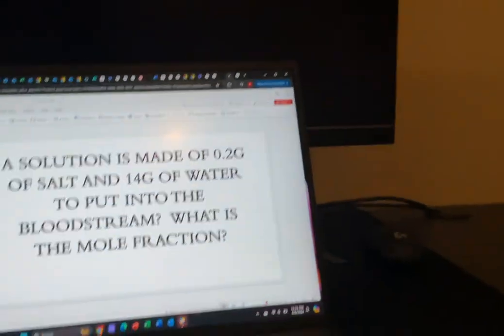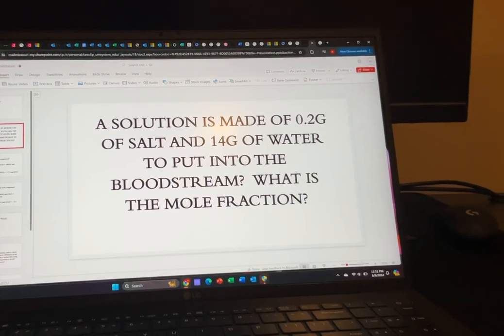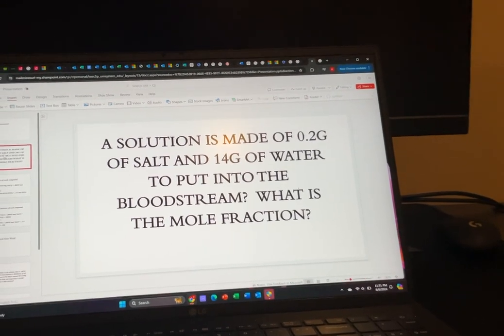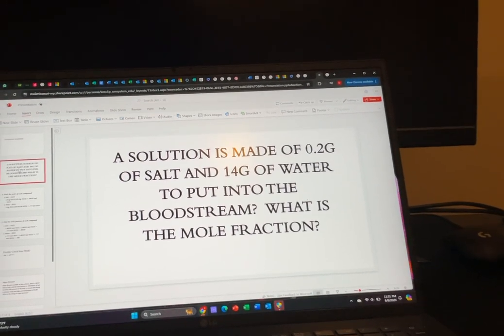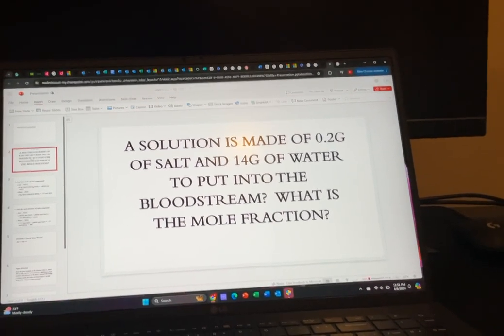And I figured I'd relate it back to medical. So in this solution, we have 0.2 grams of salt and 14 grams of water put into the bloodstream. And what is a mole fraction? Typically you might use a saltwater solution. Typically people have some salt in their body. Not a ton though, because that would dehydrate the body.